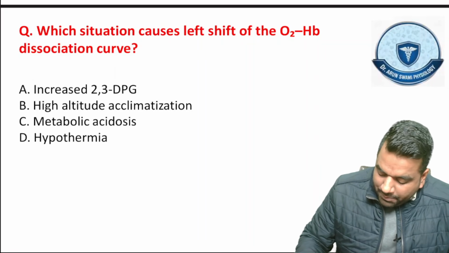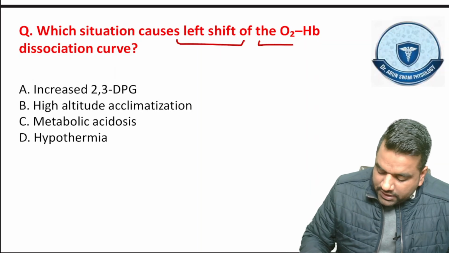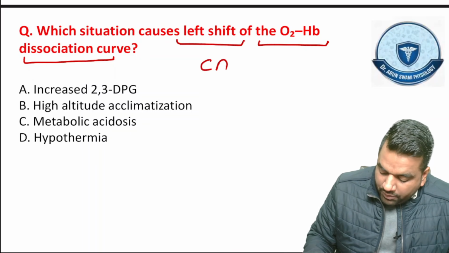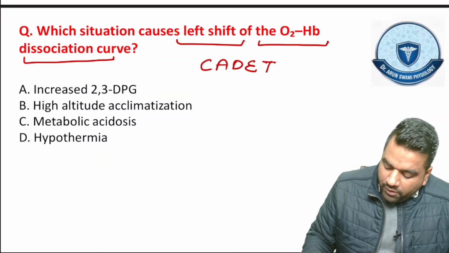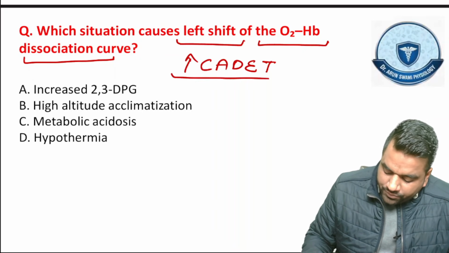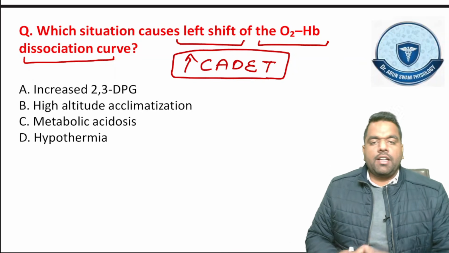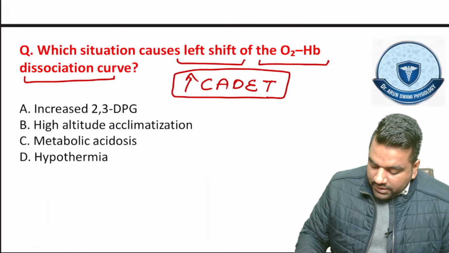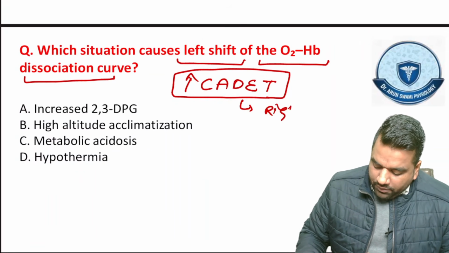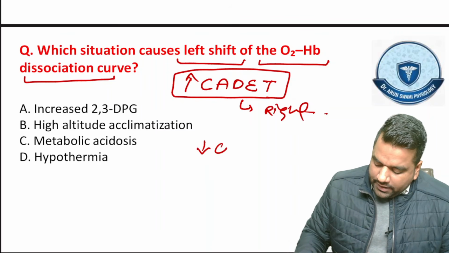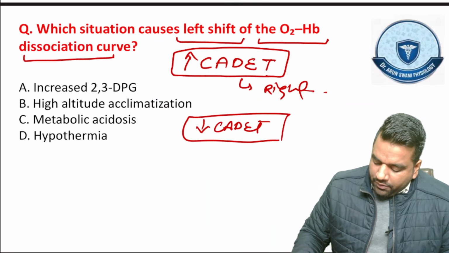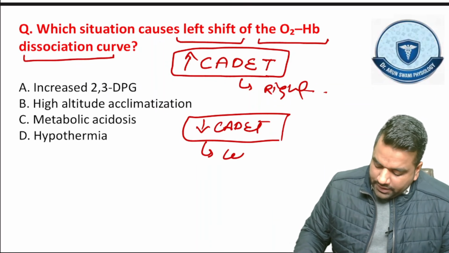Guys, multiple times we have studied that in the oxygen hemoglobin dissociation curve, there is a mnemonic we call CADET. Whenever the CADET factors increase, the curve will shift towards the right side. And whenever they decrease, the curve will shift towards the left side.